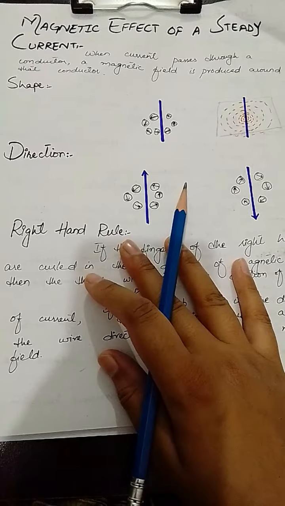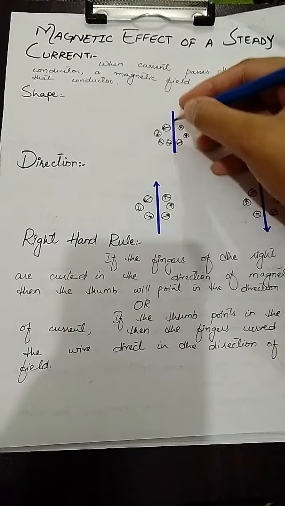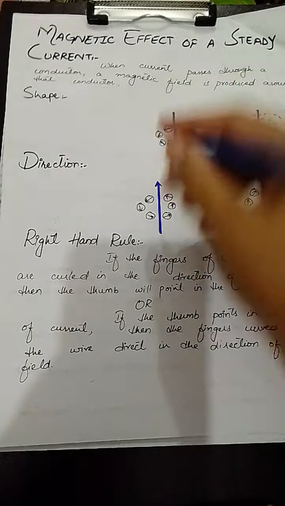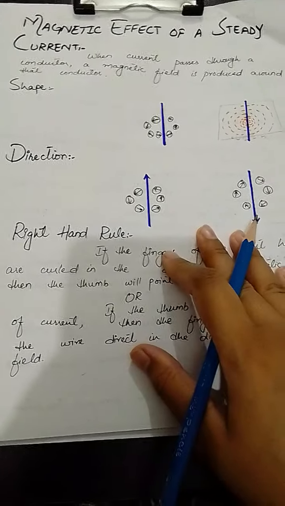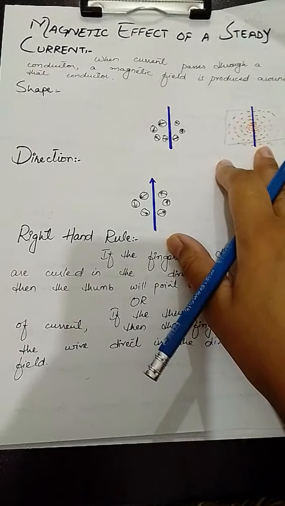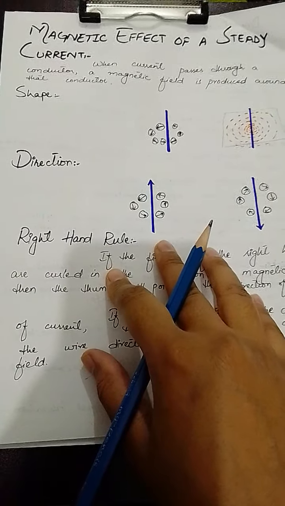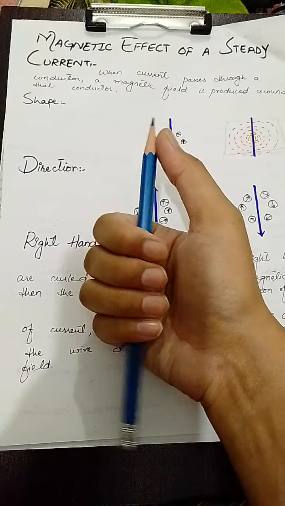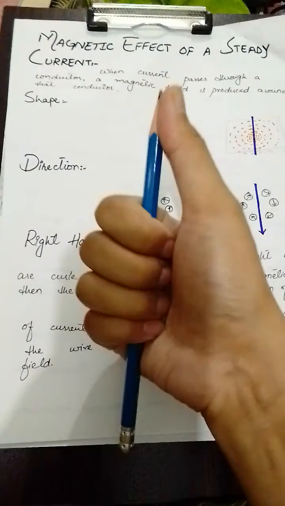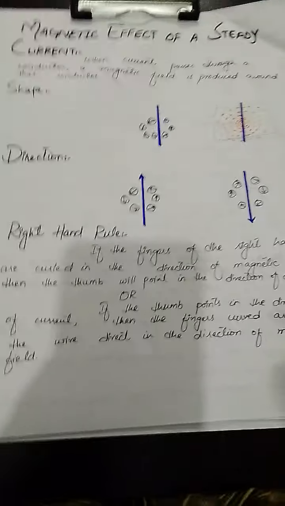But we will discuss these things later. For now, the basic concept is that whenever current passes through a conductor, a magnetic field is generated, and the shape of this magnetic field is circular in nature. The direction of that magnetic field can be determined by using the right hand rule, which says that if you grab that wire with your hand and the thumb points in the direction of current, then the curl of the fingers points in the direction of the magnetic field. So this was all for today.